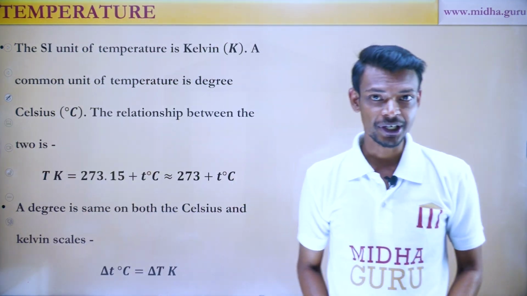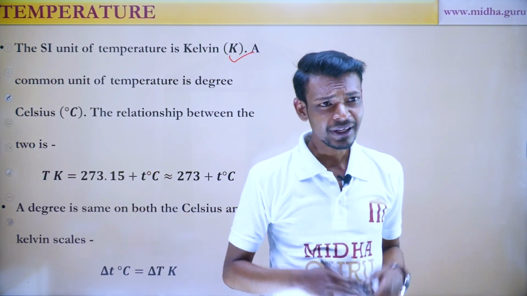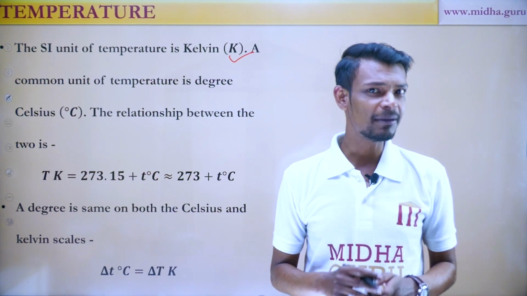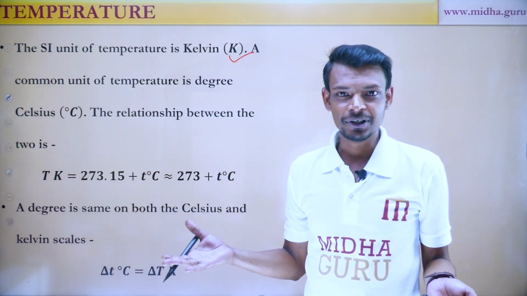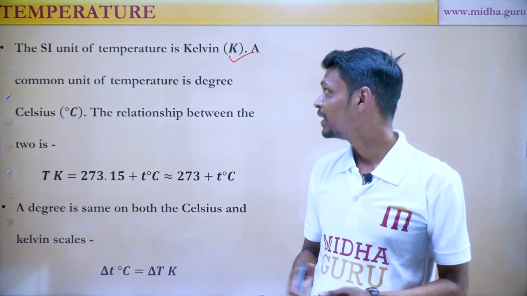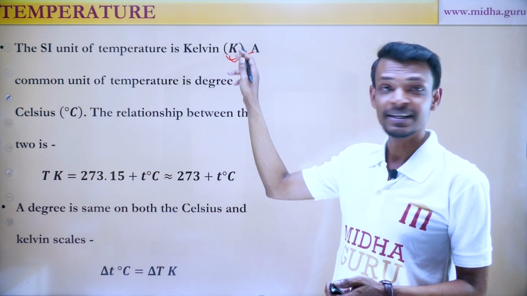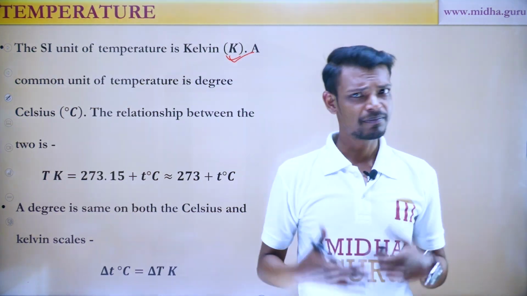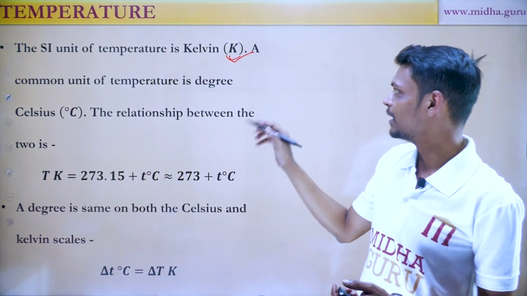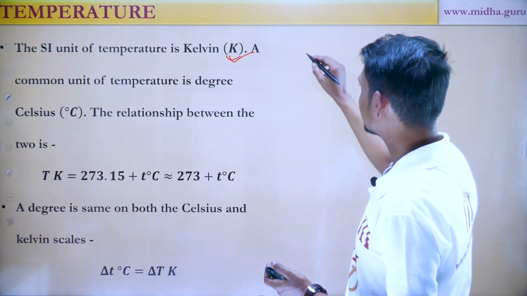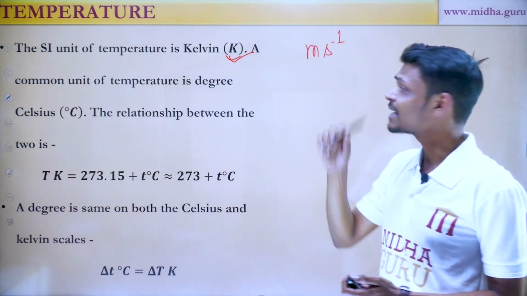Now, let's talk about the SI unit of temperature. The SI unit of temperature is Kelvin, and its symbol is capital K. I have a question for you guys. Can you tell me in the comment section that for some physical quantities, the SI unit has a symbol which is a capital letter, like in this case, Kelvin. And for some physical quantities, we have symbols which are not capital letters. For example, if I talk about speed, the SI unit is written as m s raised to the power of -1. Both m and s are small.